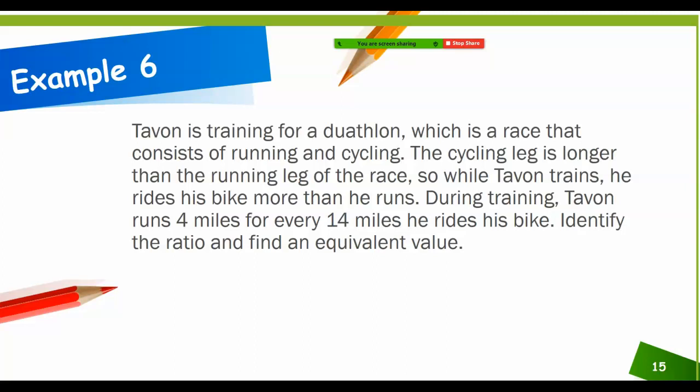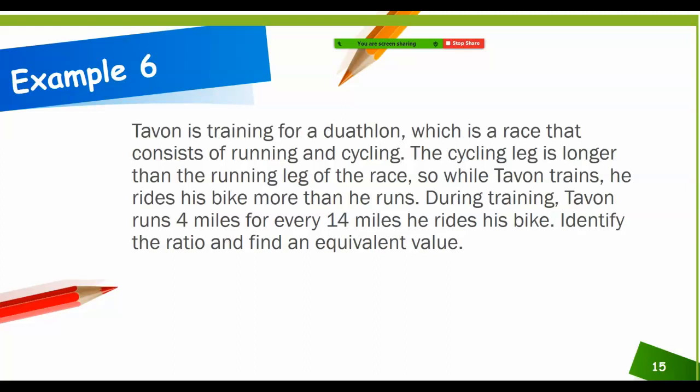A race that consists of running and cycling. The cycling leg is longer than the running leg of the race. While the long running, he rides by more than he runs. Therefore, he runs 4 miles for every 14 miles he rides. Now, let's apply the ratio and find equivalent values.